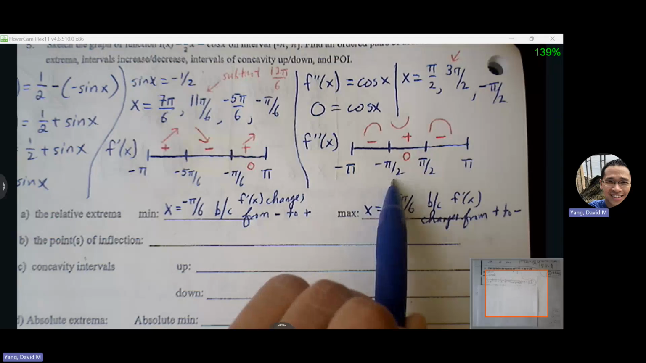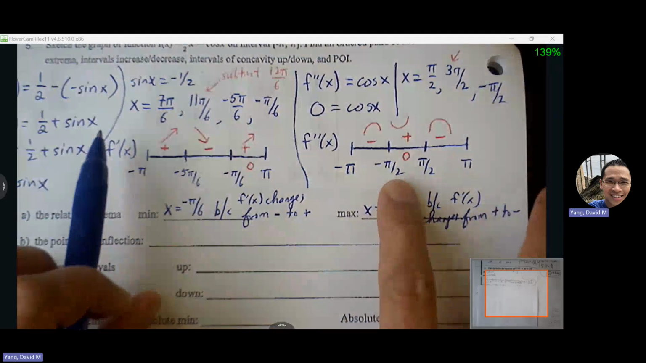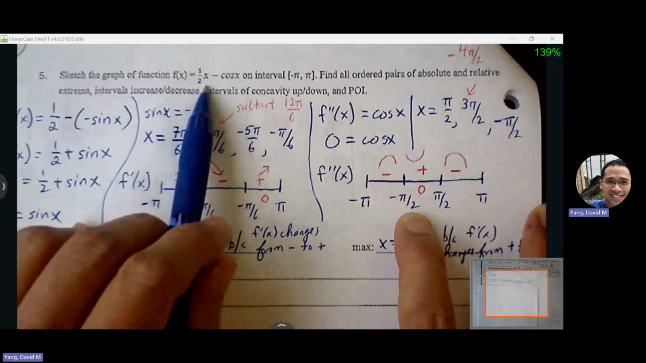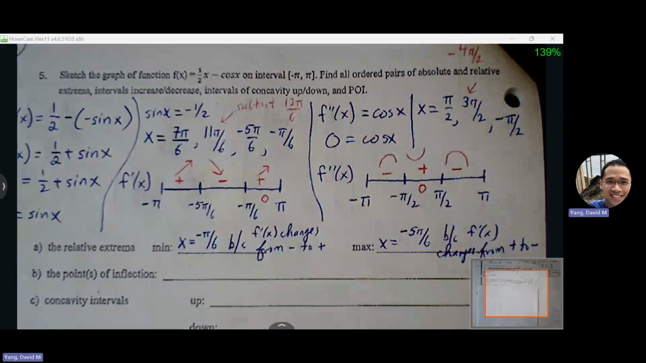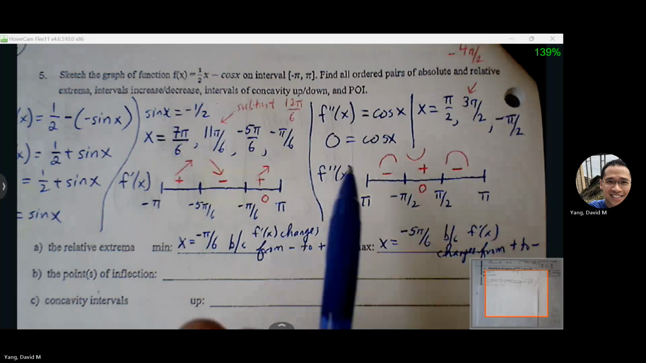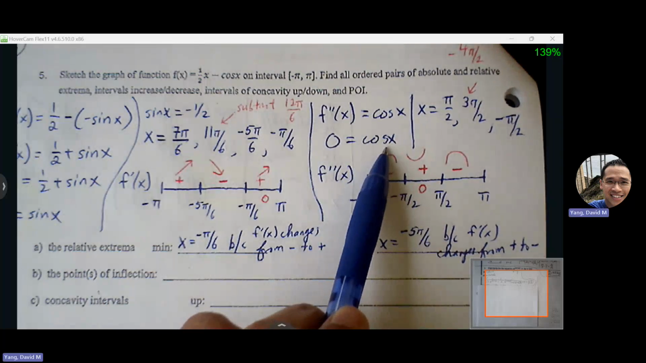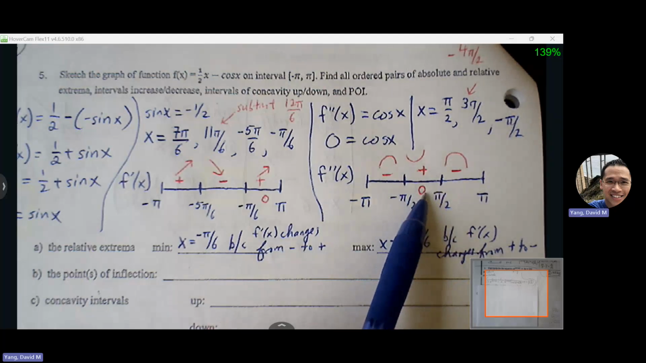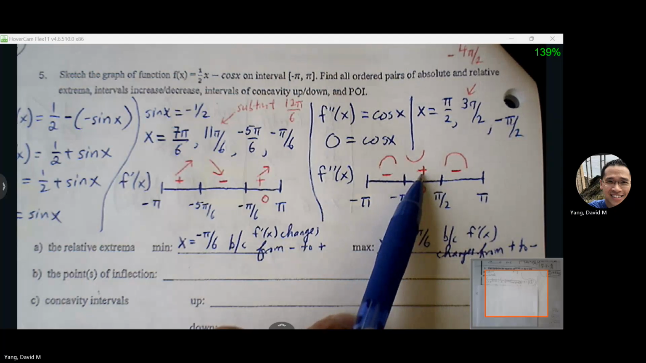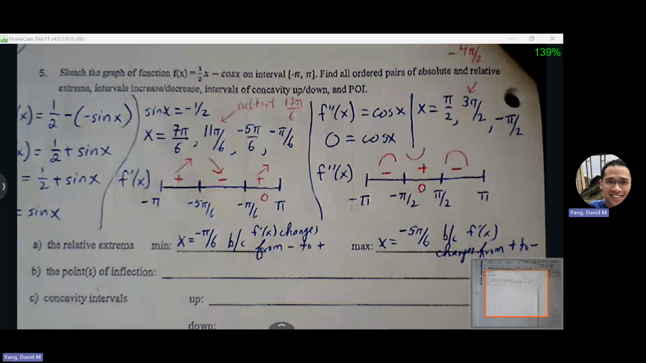Let me just go ahead and find ordered pairs. These are a little bit easier to do, so let's get that out of the way. Back into the original function. Cosine of 0 is equal to 1, so we can just say that's a positive value.